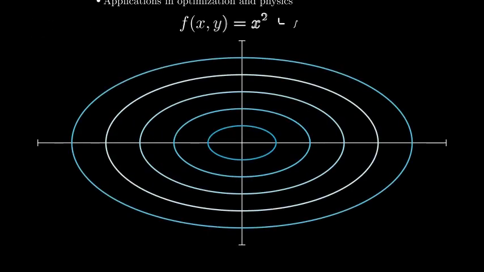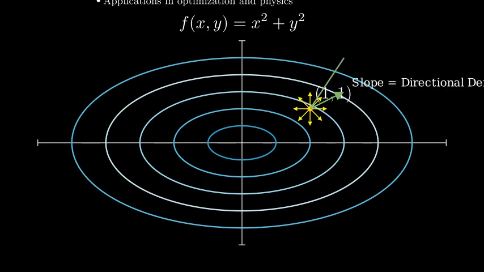Imagine we have a function f of x and y, which represents a surface in three-dimensional space. Let's say we're standing at a specific point on this surface. From this point, we could move in any direction, east, west, north, south, or any combination. The directional derivative tells us the slope of the surface as we move in a specific direction.